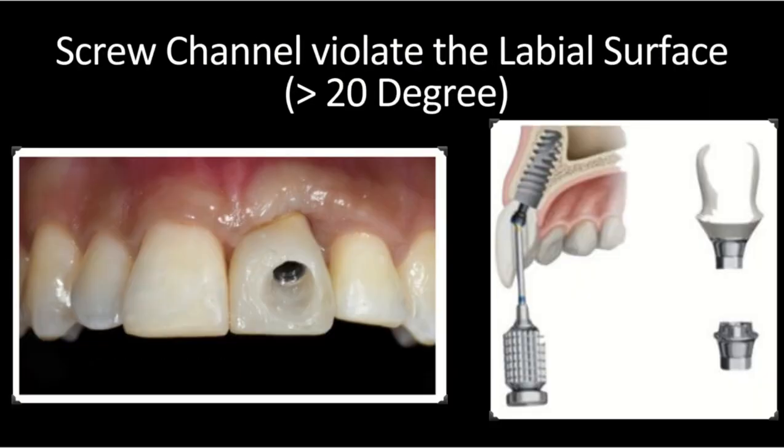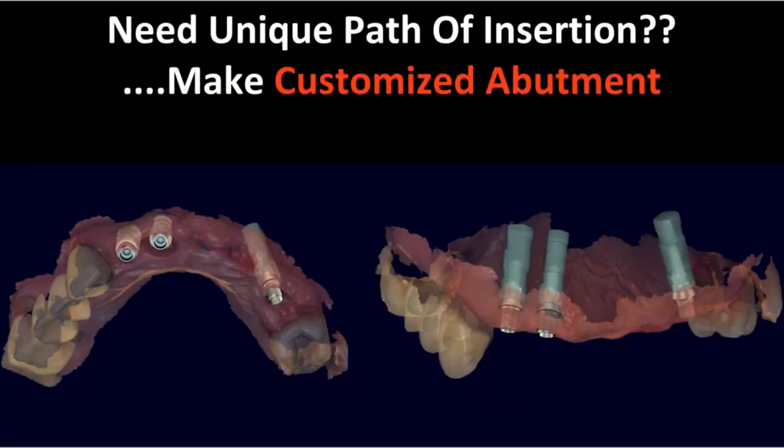The first scenario for a customized abutment is where your access channel will violate the labial surface and will compromise the aesthetics, and at the same time this channel has 20 or more degrees. So the angled screw channel maneuver in the design software can't manipulate it. The custom abutment of course can solve this problem with minimum loss.